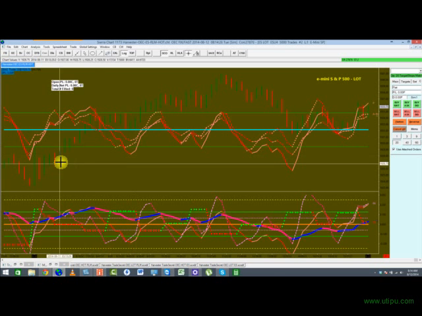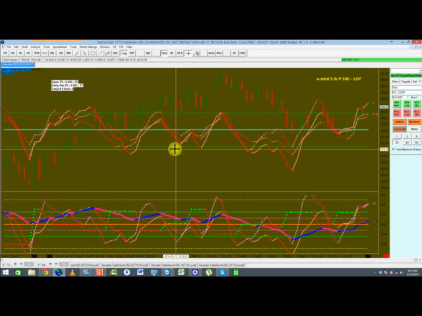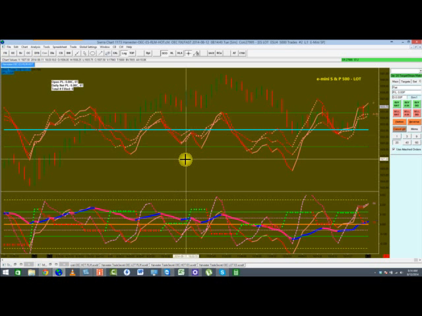Exit condition: everybody is the same color opposite to when you entered, or the alpha in crosses back through the zero in the opposite direction. It's that simple, folks. The Harvester Trinity layout and trading plan.